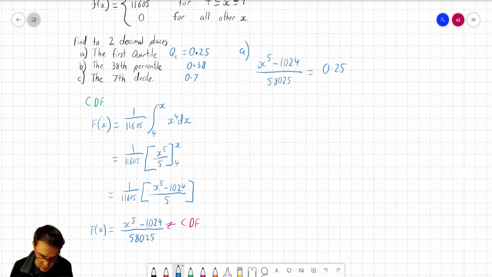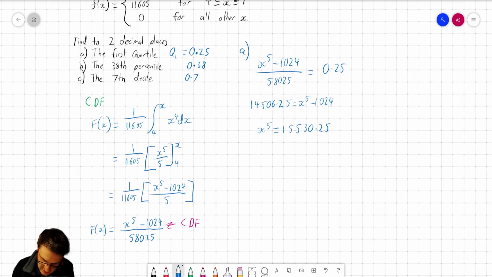So as I go through this process, that's going to become 14506.25 is equal to x to the power of 5 minus 1024. Keep going and rearranging this, I get x to the 5 is equal to 15530.25. Typing this into a calculator and working it out, I get 6.89, and that's to 2 decimal places. Okay, so our Q1, or our first quartile, is equal to 6.89.